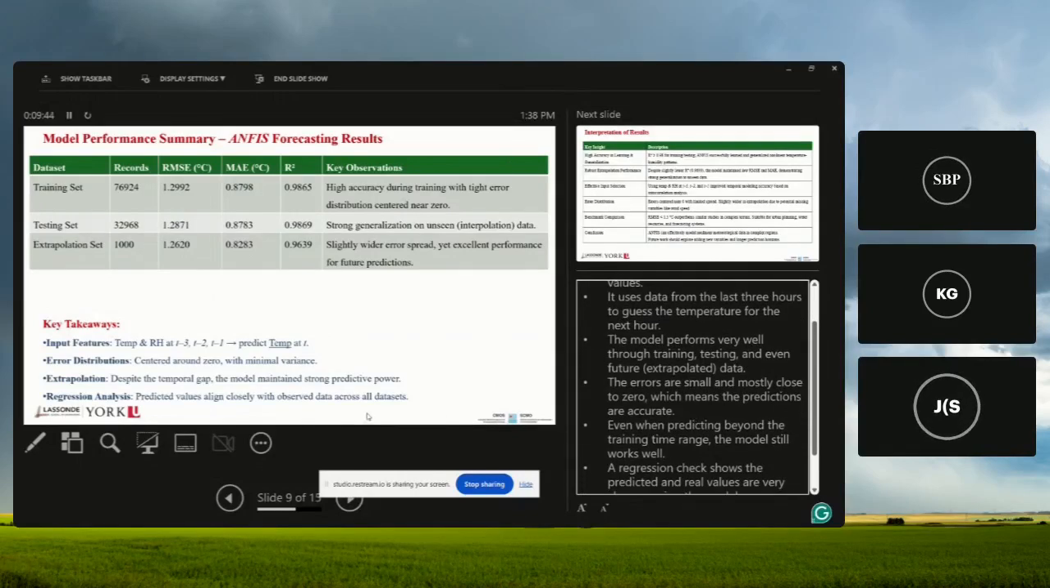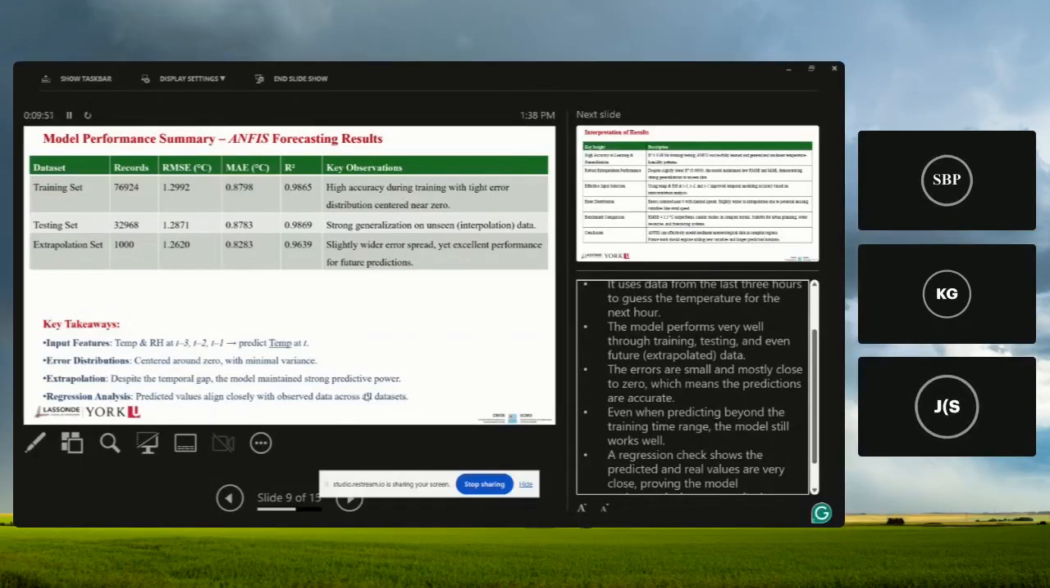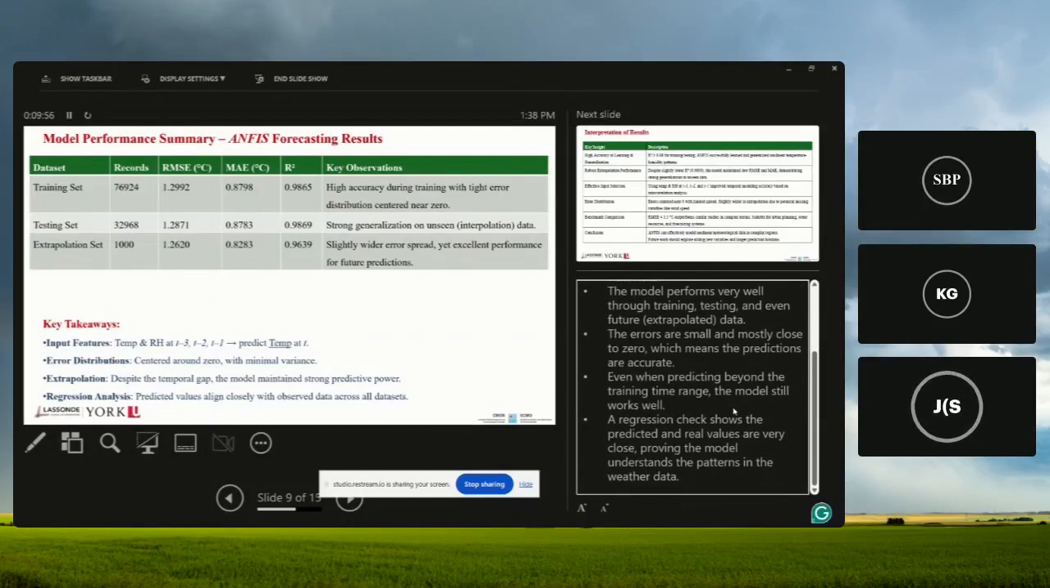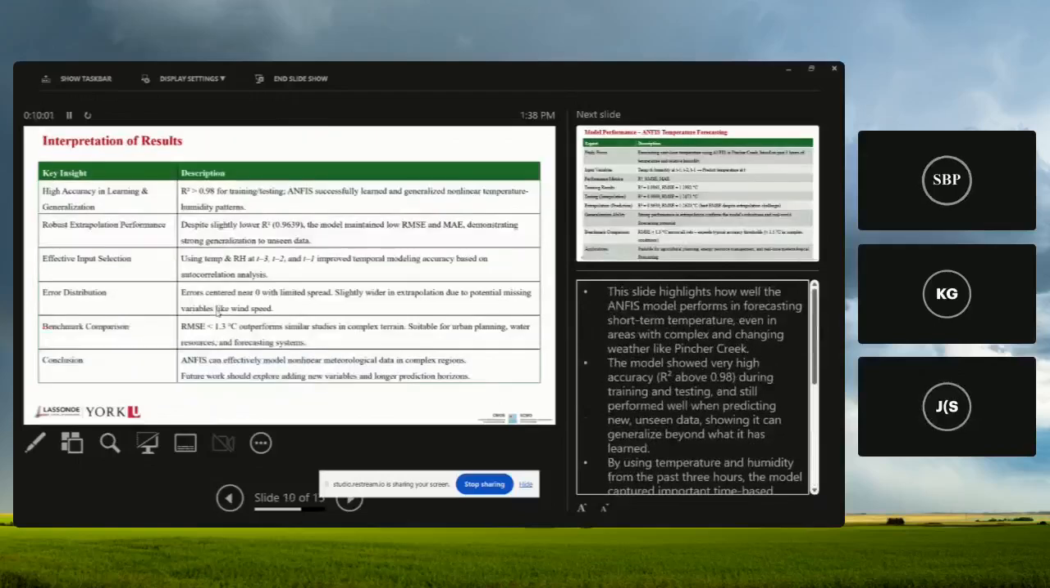Even when predicting beyond the training time range, the model still works well. A regression check shows the predicted and actual values are very close, proving the model understands the patterns in the weather data. So in the interpretation of results, this slide highlights how well the ANFIS model performs in forecasting short-term temperature, even in areas with complex and changing weather like in Alberta.